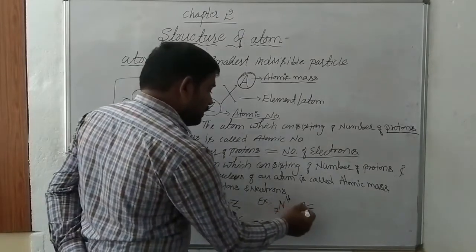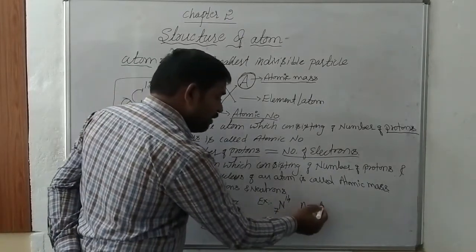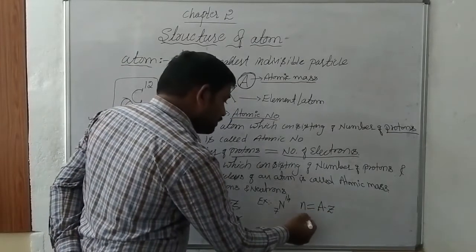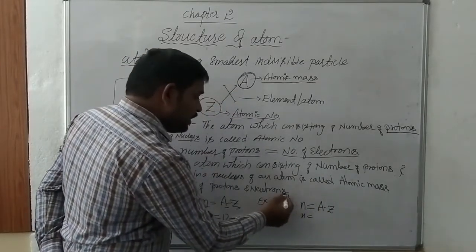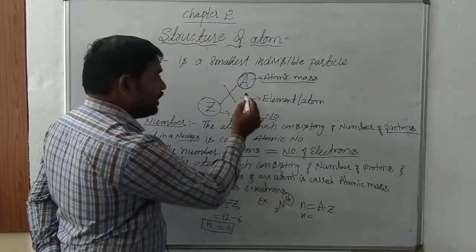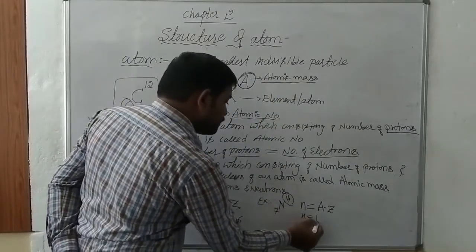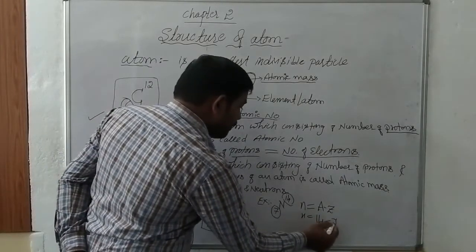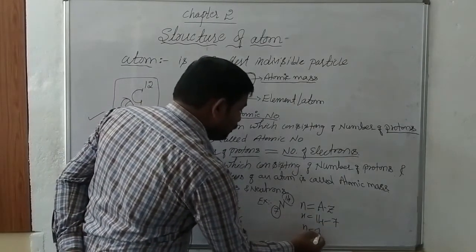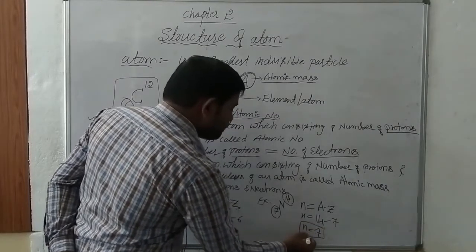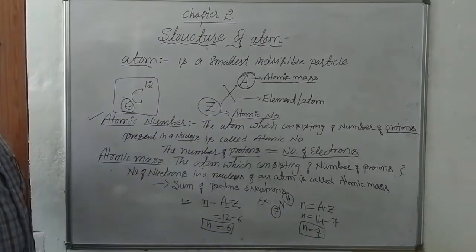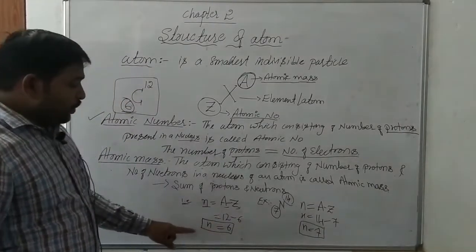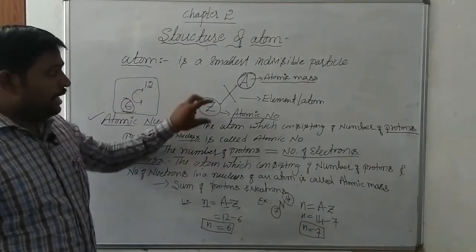So for nitrogen, the number of neutrons is N equals A minus Z, that is nothing but neutrons. A is the atomic mass, which is 14, minus the atomic number, which is 7. So N is equal to 7 only. The number of neutrons present in nitrogen is 7. So this is about the calculation of the number of neutrons present in an atom.